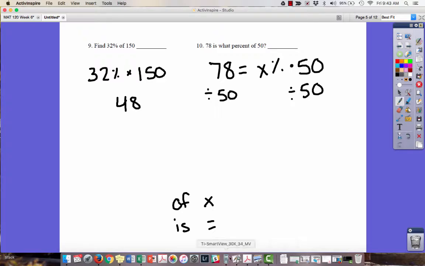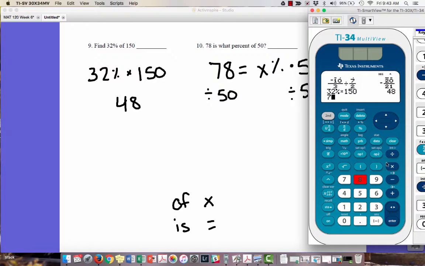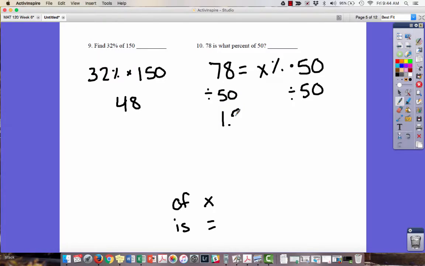And so I have 78 divided by 50. And I get 1.56, and that equals X percent. Well, it's not really a percent yet. I want to change it because it's a decimal. I want to change it into a percent. So I just move my decimal over 2 places and get 156%.